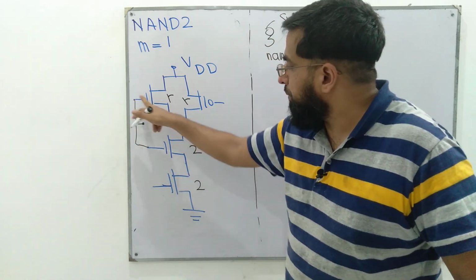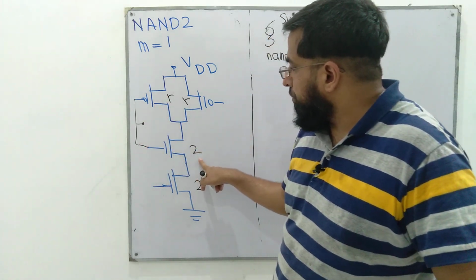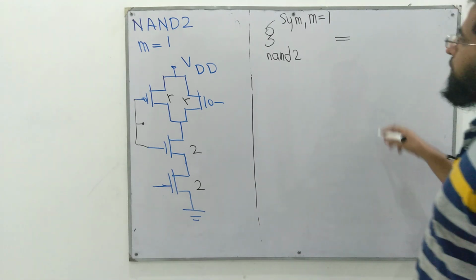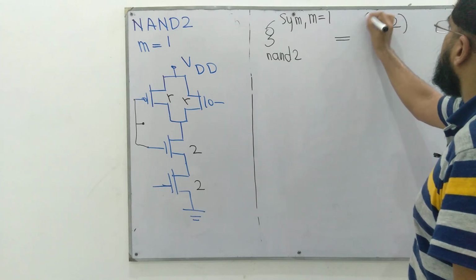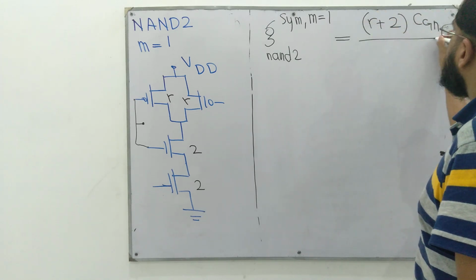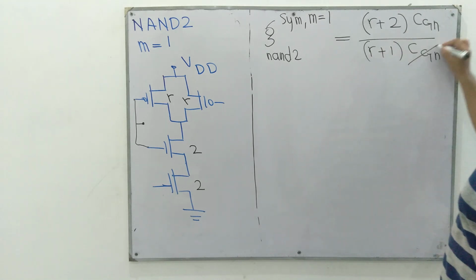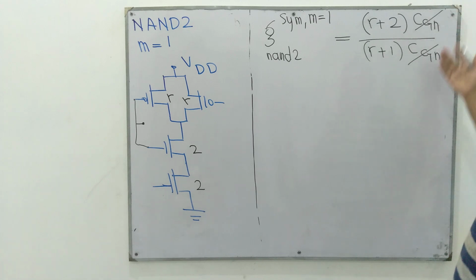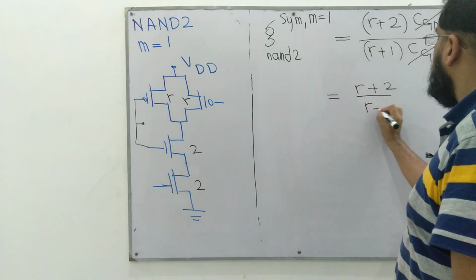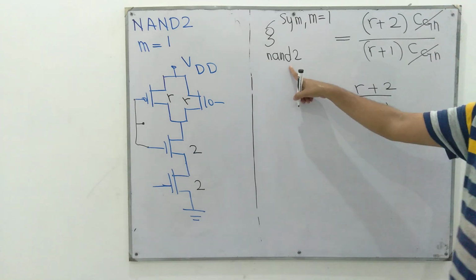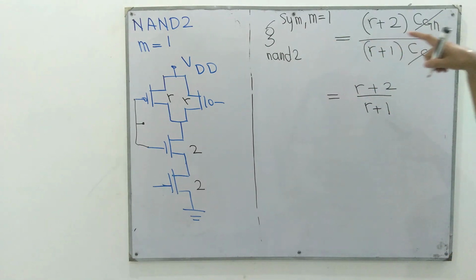the aspect ratio of PMOS is proportional to R. The aspect ratio of NMOS is proportional to 2. So this is R plus 2 times the gate capacitance divided by the reference R plus 1 times the CGN. CGN always cancels, therefore most of the time we don't write it. So this is R plus 2 over R plus 1. This is the logical effort of a NAND gate which is symmetric and has a scaling factor 1.